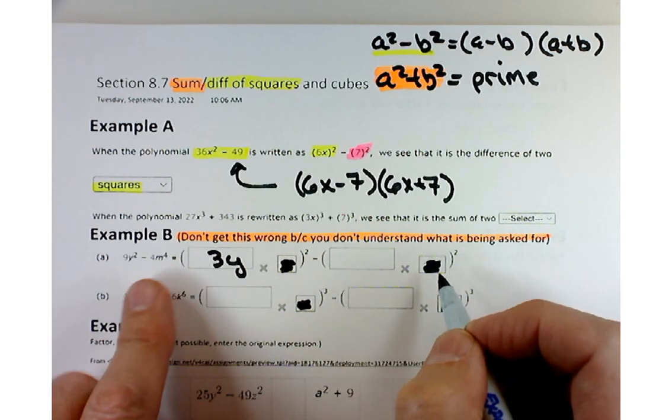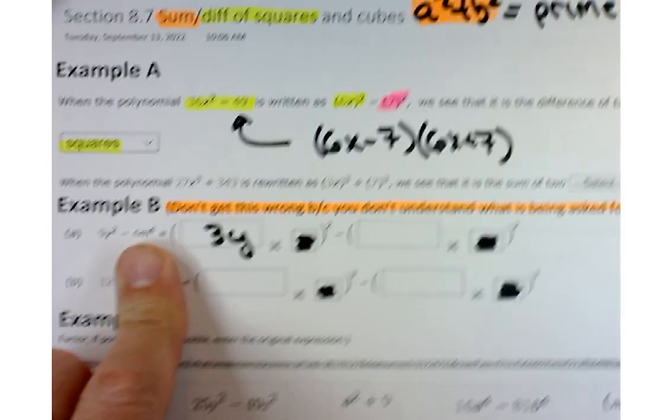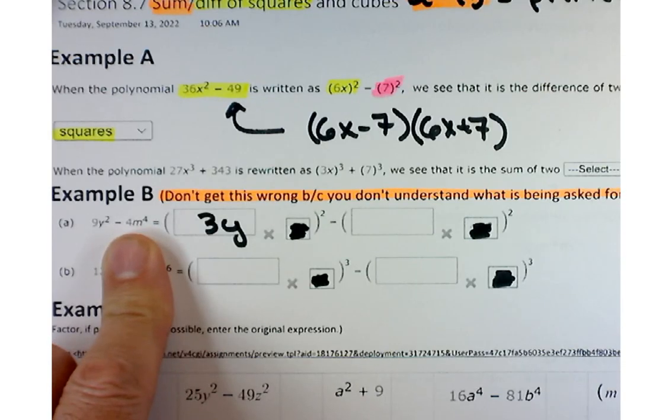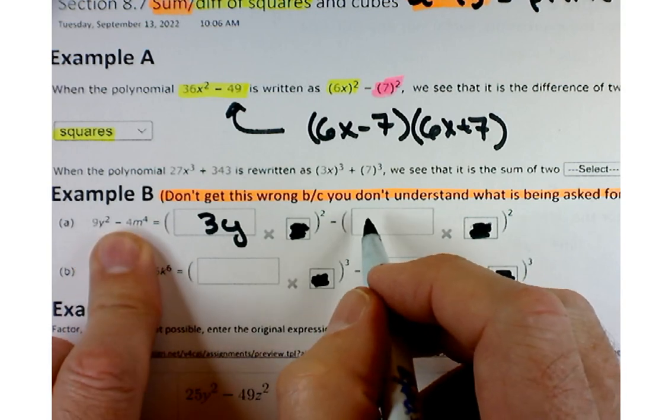How about over here? What would you square to get 4m to the fourth? Well, let's start with the coefficient. What do you square to get 4?